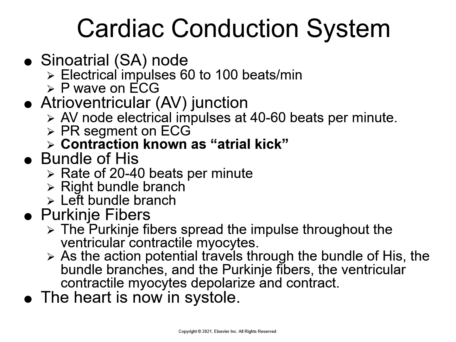Then you have your AV junction, atrioventricular junction. This is where the AV node electrical impulses fire at 40 to 60 beats a minute. So it's a little slower. Takes a little longer to get down there. The PR segment on the EKG is prolonged. It's seen there. That's your PR segment. Not the P wave, but the segment.